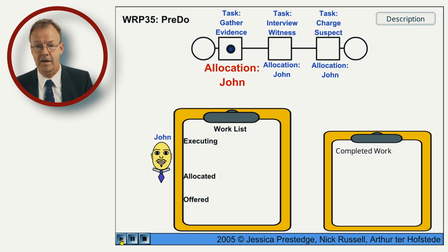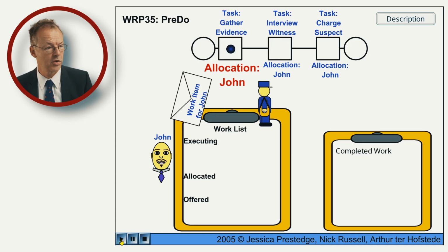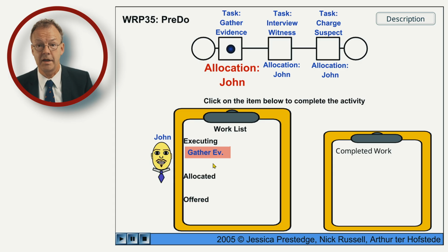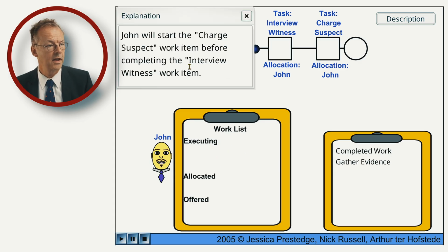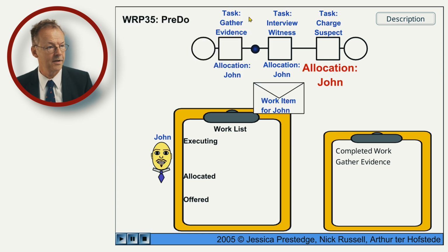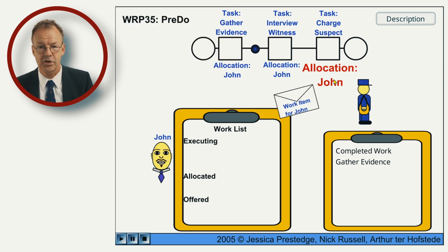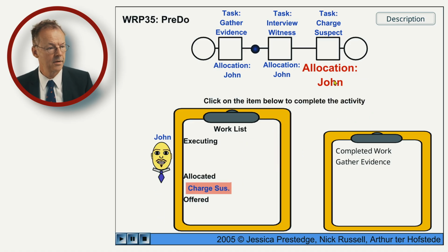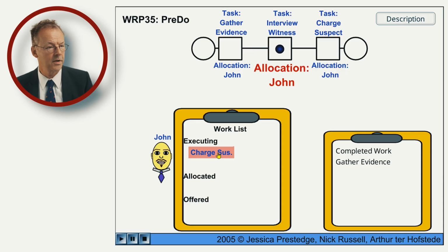So let's see. Gather evidence, the first work item, is allocated to John, and John starts working on it and then completes the work item. And now John will start the charged suspect work item before completing the interview witness work item. You can see that this goes against the order that's specified here. So the charged suspect work item is now allocated to John and he starts working on it. He cannot complete it here.